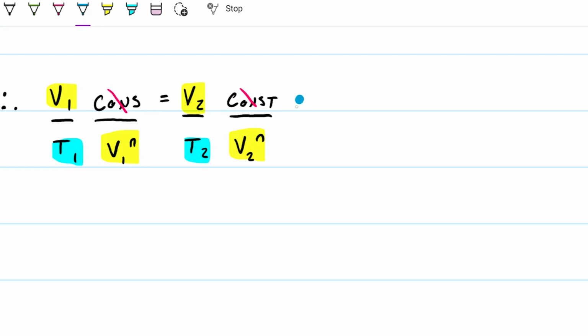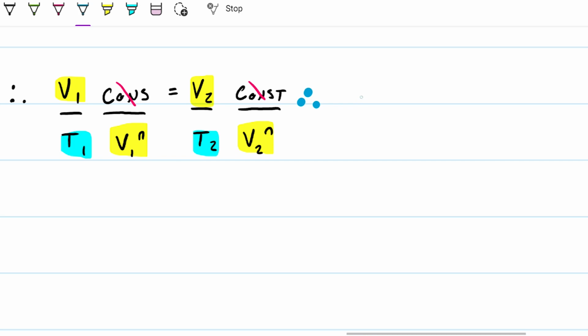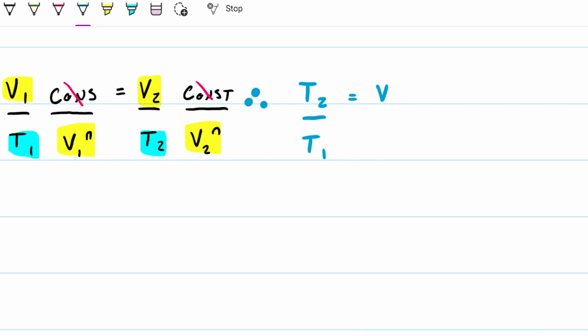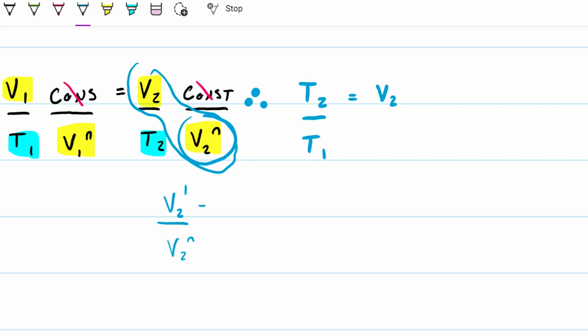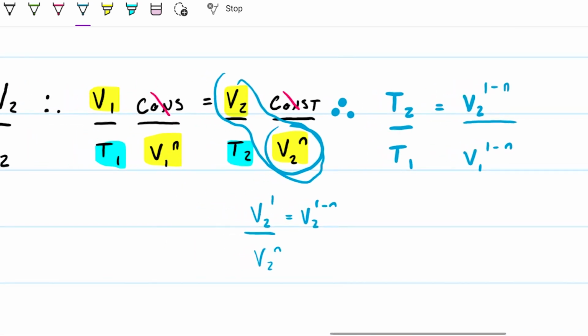That's going to leave me with the idea that T2 over T1 will be equal to V2 over V1, and note that this is the same thing as putting the negative n on top, and this is the same thing as having a 1 there. So if I combine these two things here, what I'm doing is V2 to the 1 minus n, which is the same thing as V2 to the 1 minus n. And over here I'm going to have V1 to the 1 minus n. Yep, so we have it on both sides.